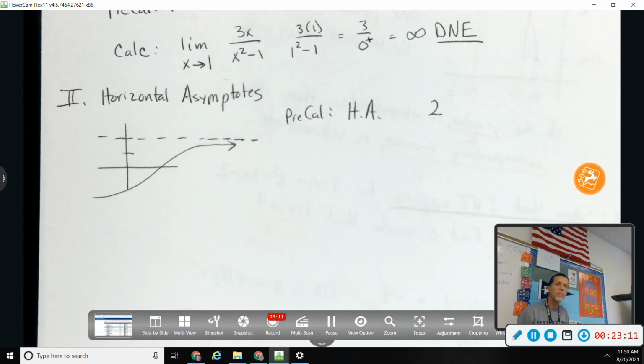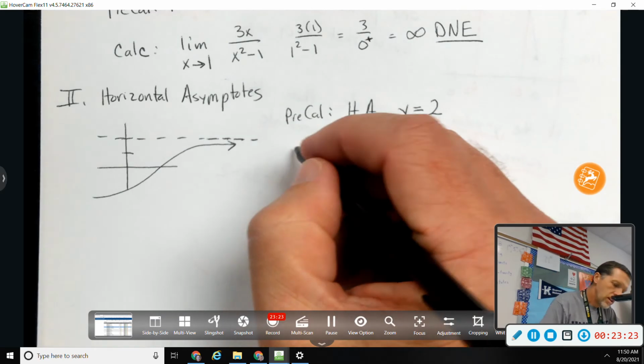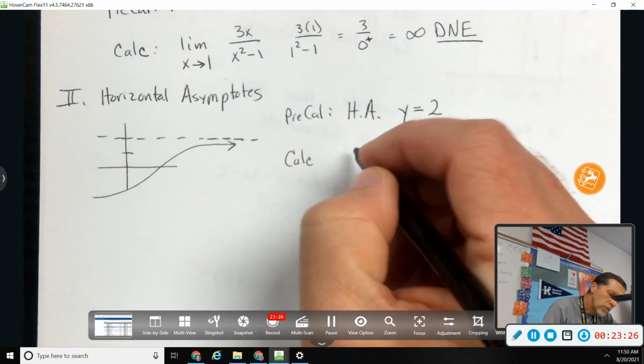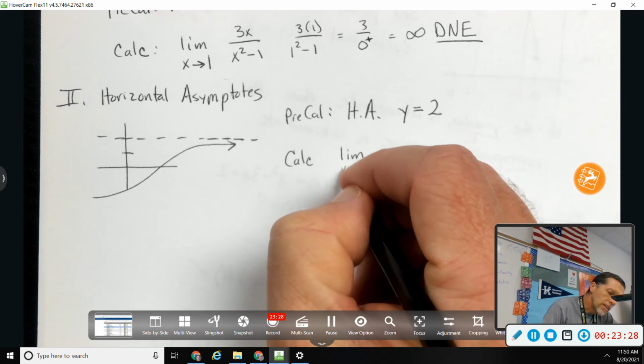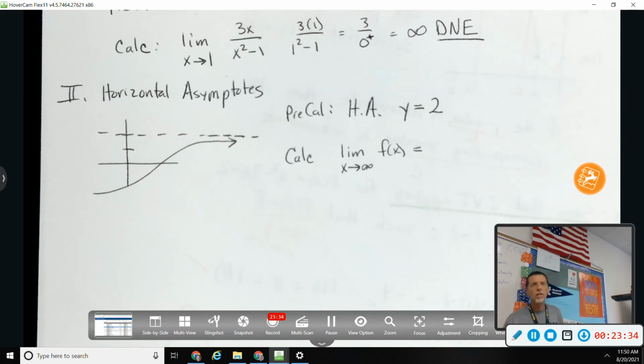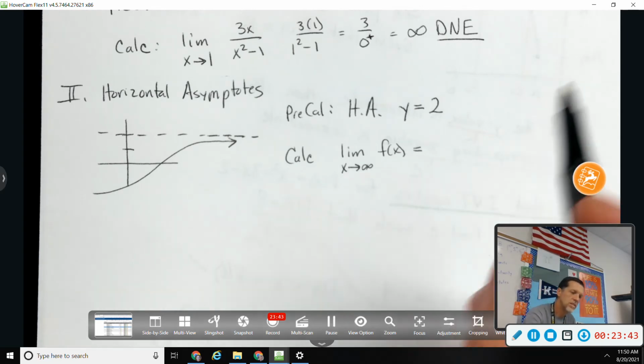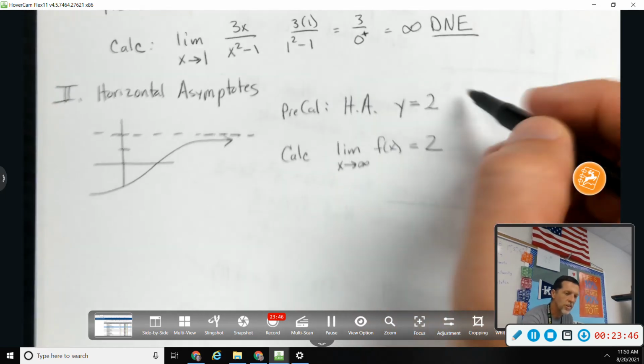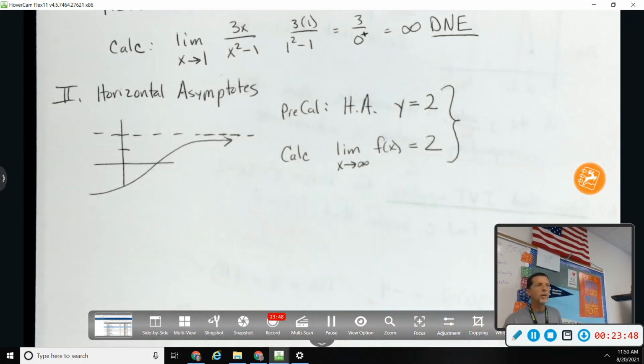I bet Miss Morris would have taken off if you just said 2, though. y equals 2. So we've seen that, kind of familiar with that. In calculus, to sort of express the same thing, we could say the limit as x goes to infinity of f of x. So as x gets really, really big, what does that function approach? 2. So those are kind of the same thing, but one way we talk about it in pre-cal, another way we talk about it in calculus.